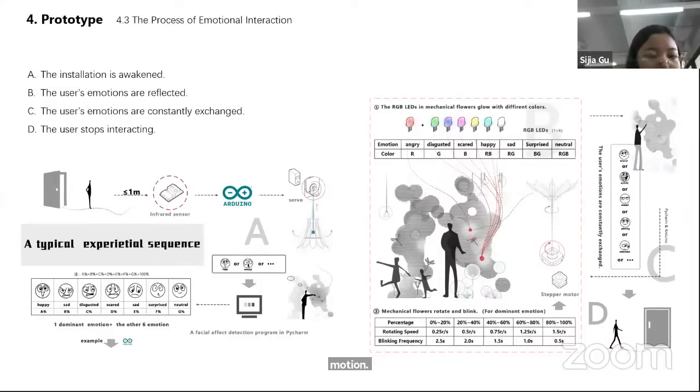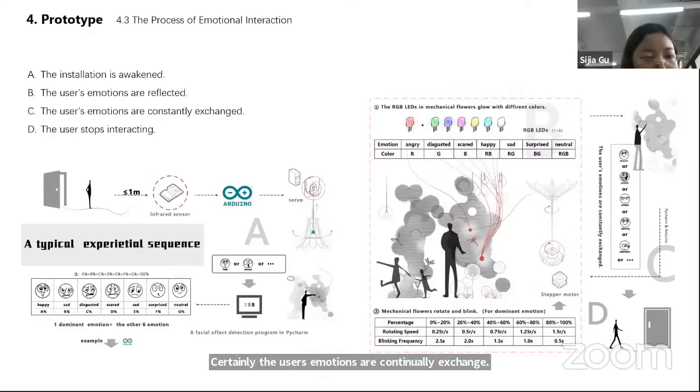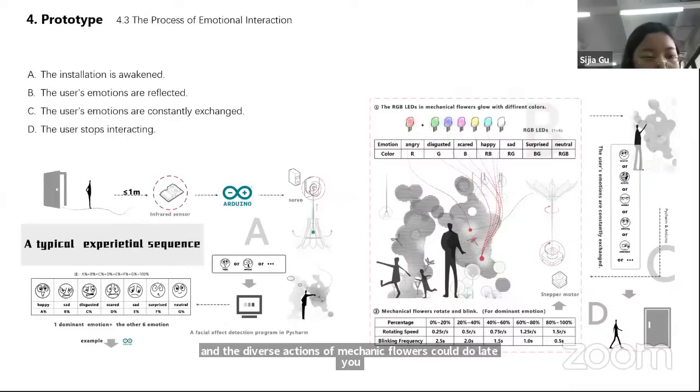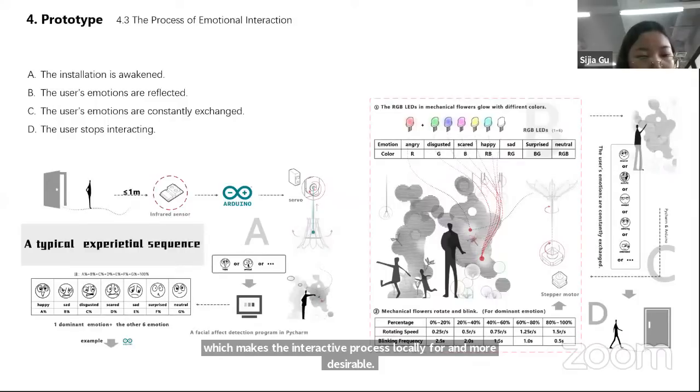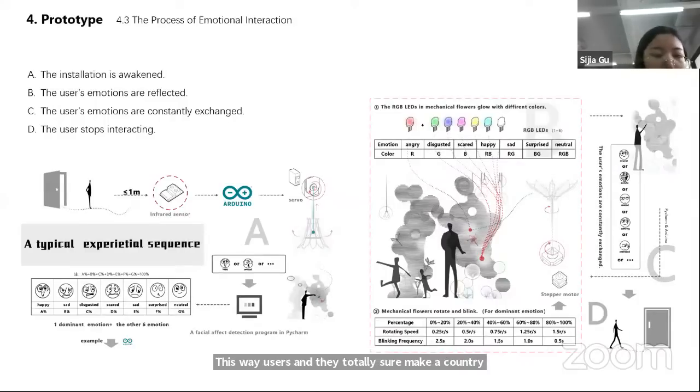Thirdly, the user's emotions are constantly exchanged. When the user notices the actions of the flower, his mood may change. The changed emotions will be captured again and reported to the program. Thus, changing the actions of mechanic flowers and the diverse actions of mechanic flowers could stimulate users' moods in a multi-dimensional way, which makes the interactive process more playful and more desirable. In this way, users and the installation make a continuous exchange.